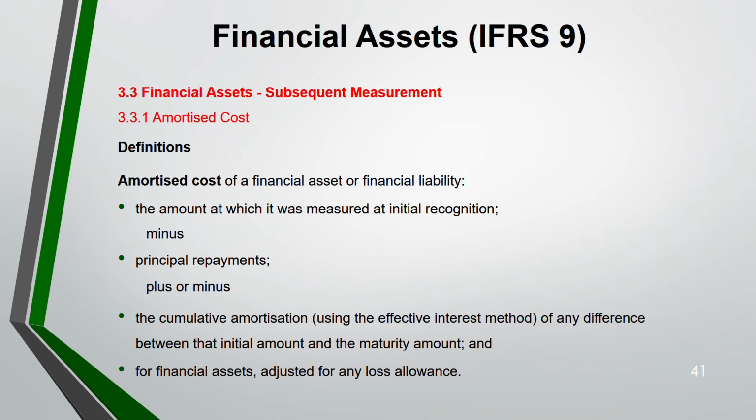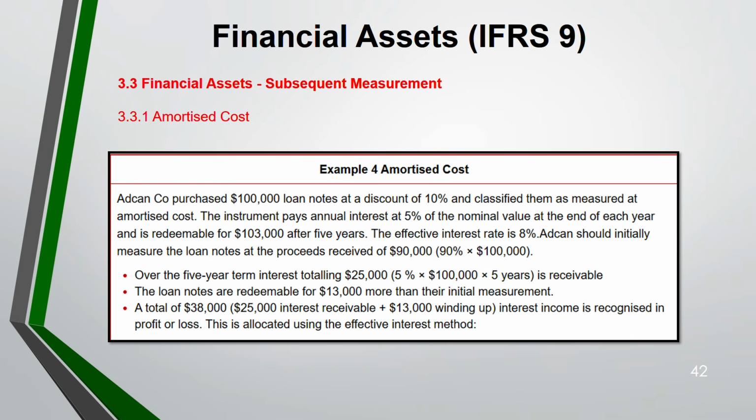Same as how we have bad debts and adjust our trade receivables, here also for a financial asset we adjust for loss allowance, because a financial asset, like any asset, can be impaired. So for amortized cost, this is how we work it out. Of course, with calculations, you will understand this better. So example 4 is a good example to understand the scenario better. Here, Atkin has purchased 100,000 loan notes at a discount of 10% and classified them at amortized cost.